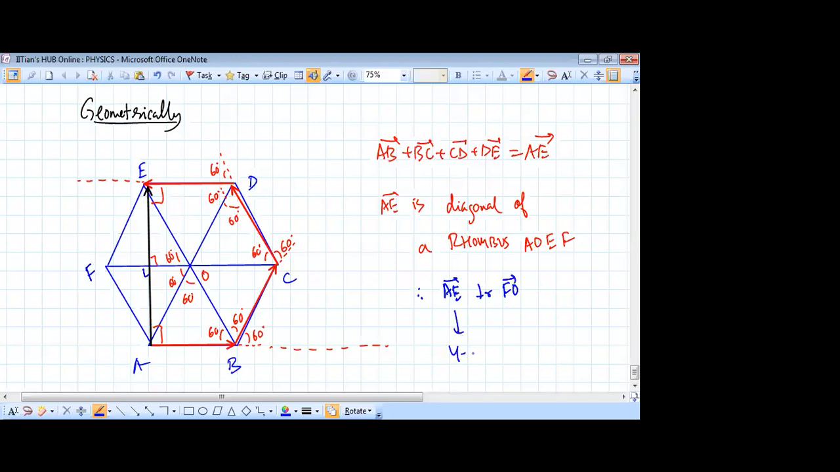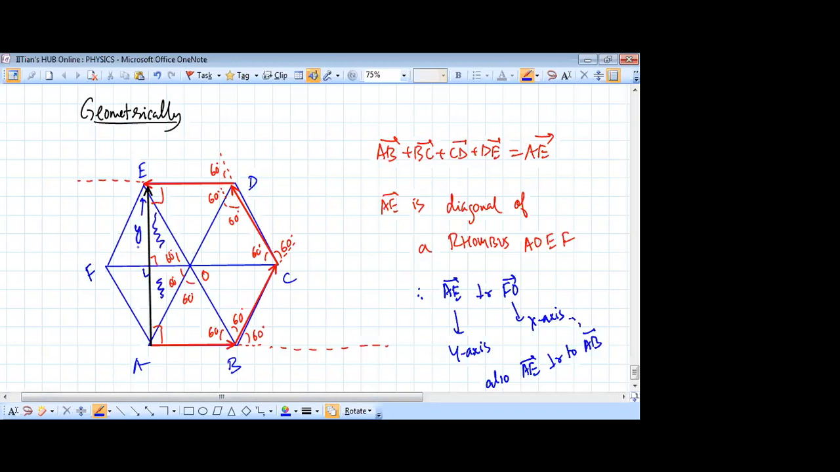That means this is along the y-axis. This is along the x-axis. And also, AE is perpendicular to EB. But EB is also along the x-axis. Are you getting this straight away? Okay. Then you can see that within this figure, we have two right angle triangles. This one and this one.